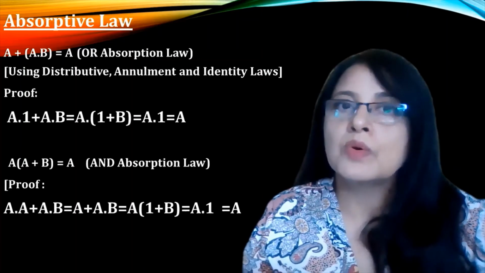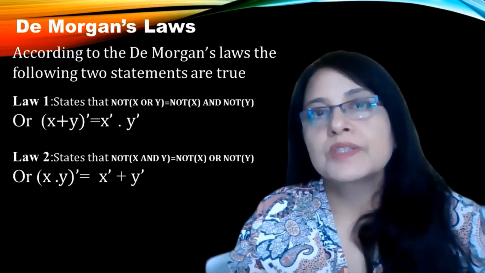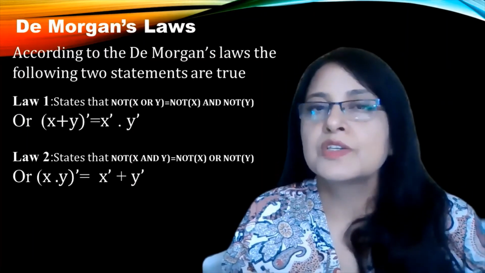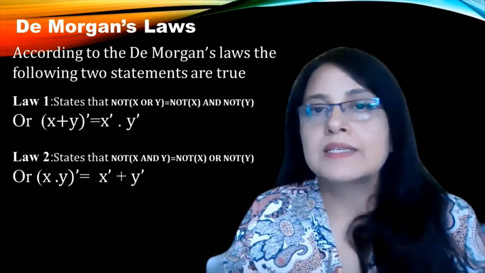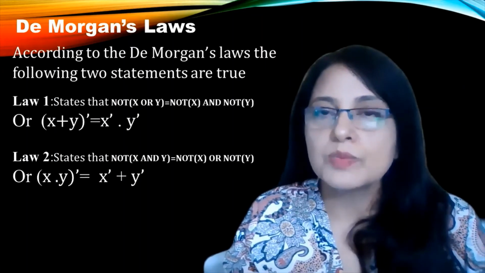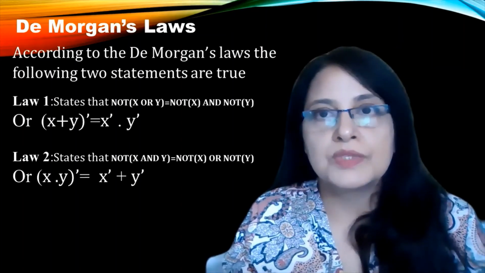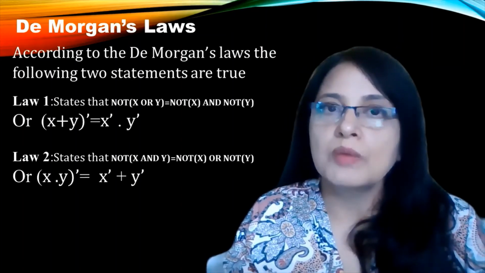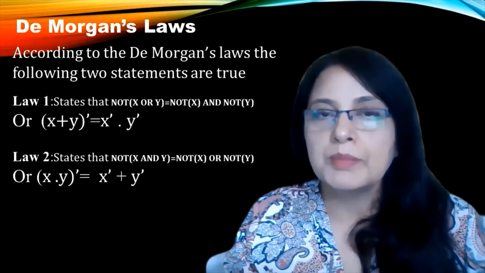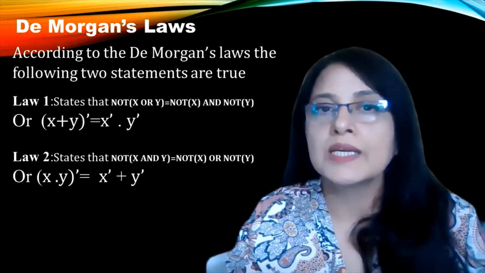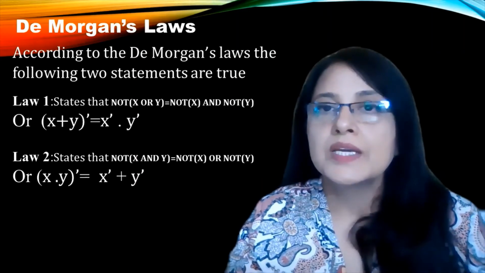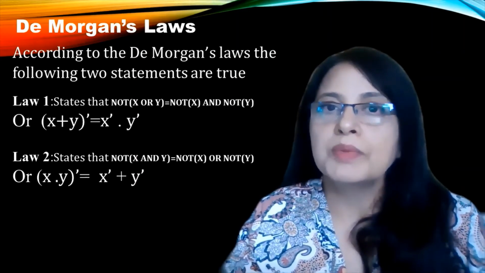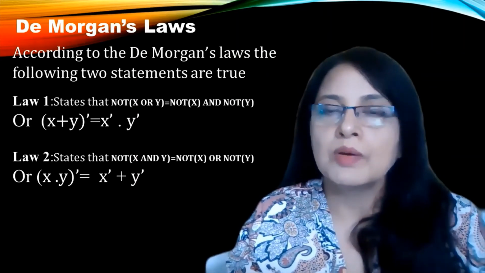So we've used distributive, annulment, and identity laws to prove both these absorption laws, that is AND and OR. We now come to De Morgan's laws, where there are two statements which have to be proven true. The first is (x + y)' = x'.y', and law 2 states that (x.y)' = x' + y'.